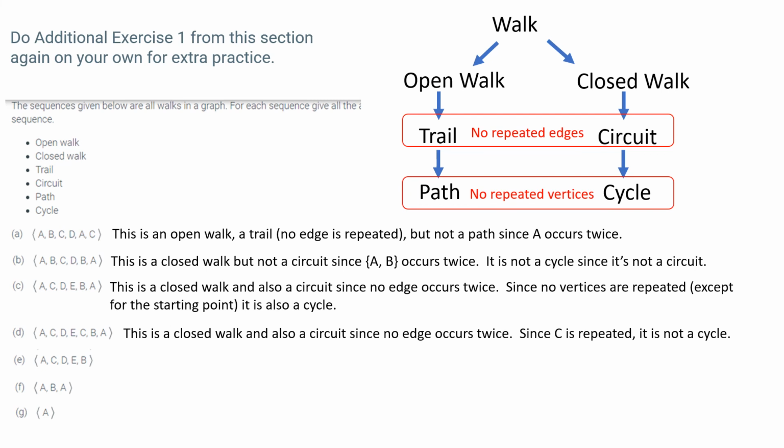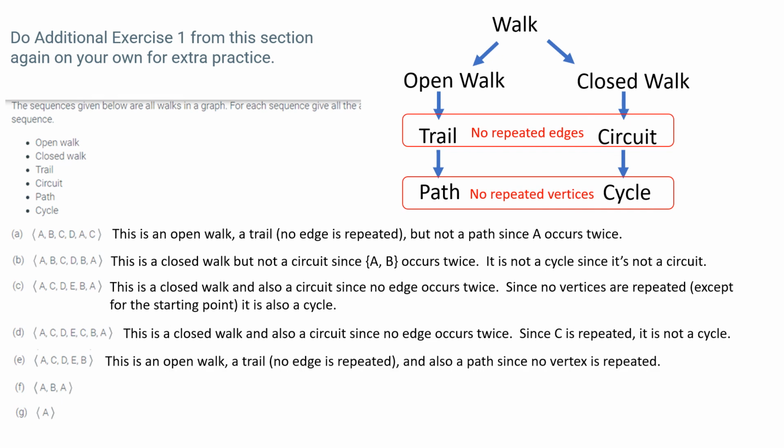Okay, A, C, D, E, B. So it's an open walk. Is it a trail? Yeah, it looks like a trail because it doesn't have any repeated edges. And is it a path? Well, I don't see any repeated vertices either. So it's an open walk, a trail, and also a path.